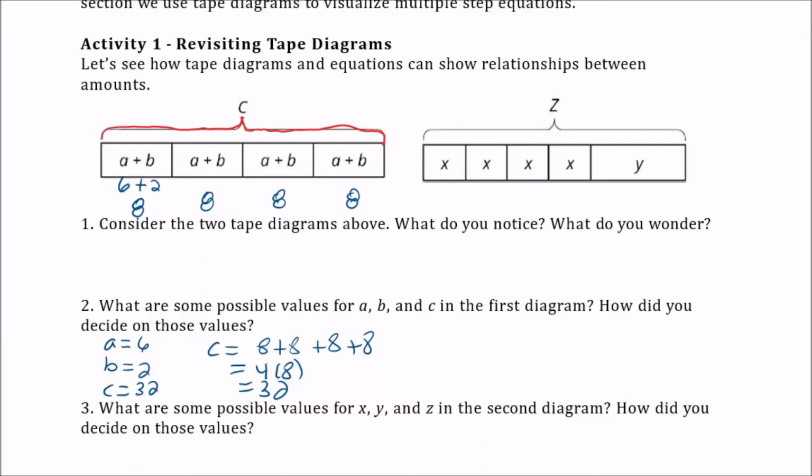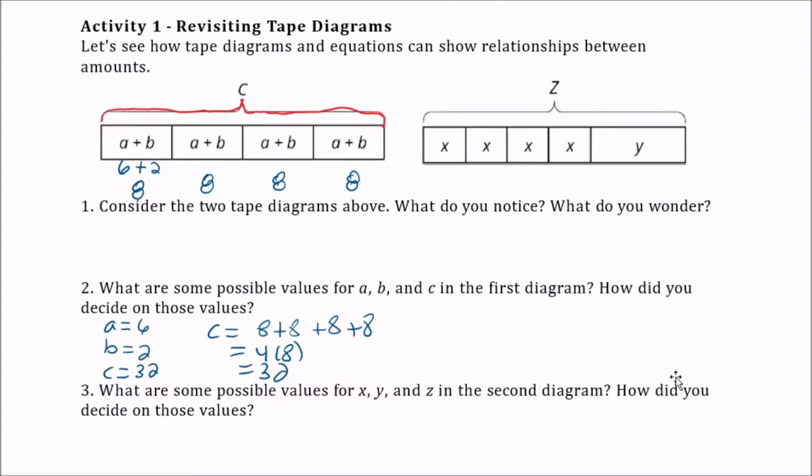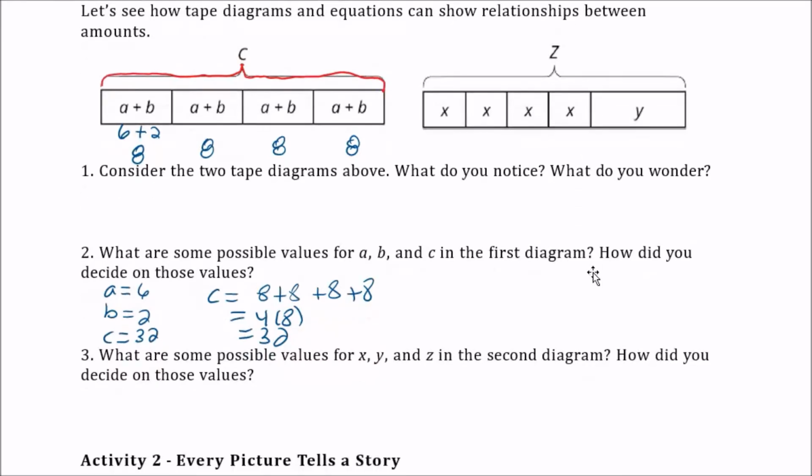I would like you to come up with another set of values here for a, b, and c. And then I want you to do the same thing for number 3 using the second tape diagram, finding possible values for x, y, and z. Write down 2 possibilities, okay? So at least 2 here. What's one possibility for some values? What's another possibility for some values? And think about how you decided on what those values would be. Pause the video, get that done, and restart it when you're ready to move on.